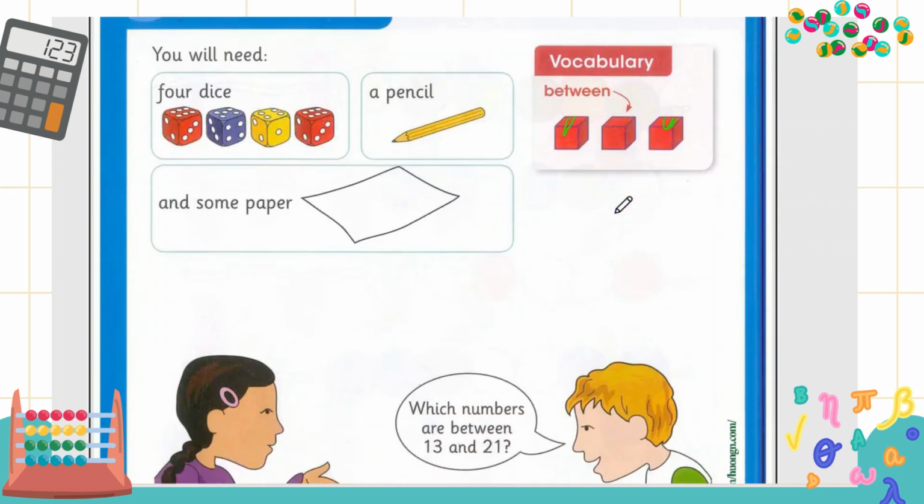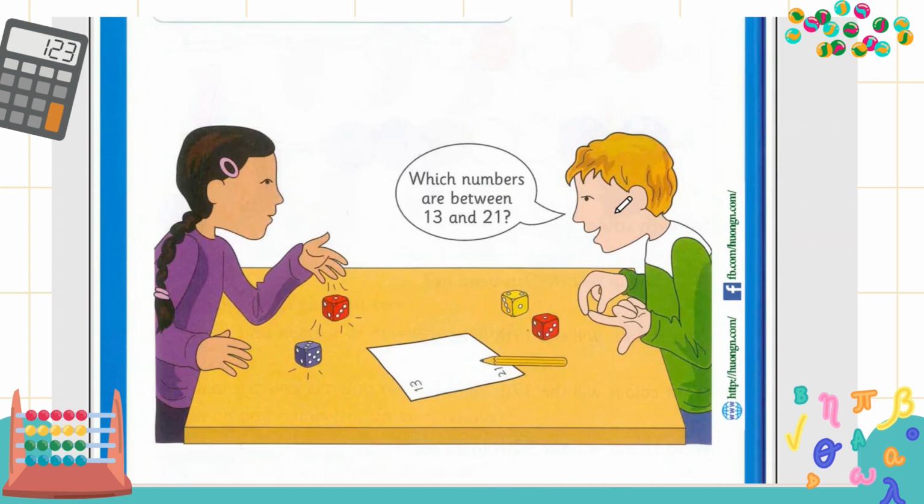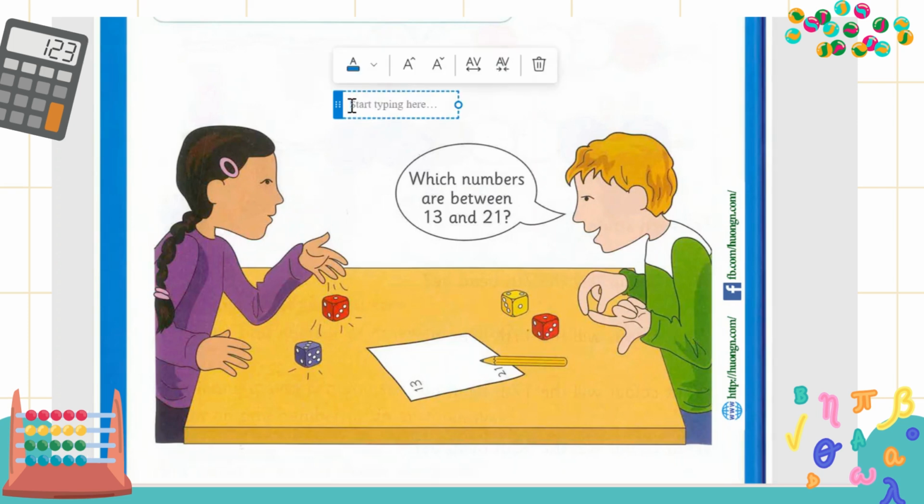Over here, let's see what they are doing. Which numbers are between 13 and 21? Very easy, you know the counting, right? There are lots of numbers between 13 and 21: 14, 15, 16, 17, 18, 19, and then 20. All these numbers are between 13 and 21. So whatever numbers come between 13 and 21 are the numbers that are between.